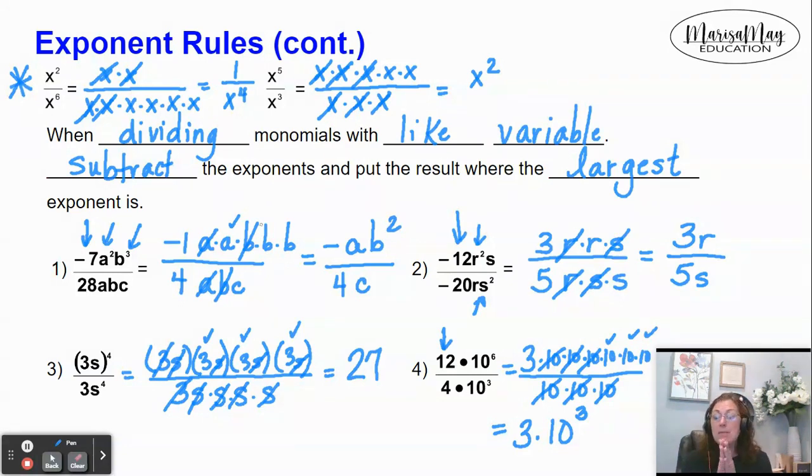Now, as I mentioned, we are going to take a look at a little bit of scientific notation, so let's do that.